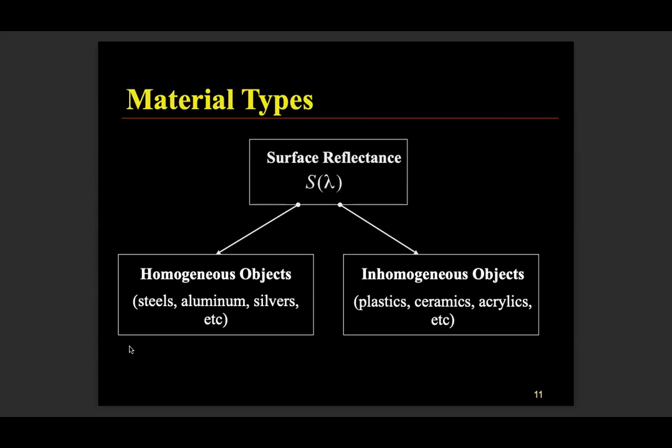But inhomogeneous means that the object consists of many different particles inside, not just one material, but many different materials. So plastics, for example, ceramic, acrylic, all of these are called inhomogeneous objects. For homogeneous objects, the light is just immediately reflected. For example, if you have gold, the gold surface will immediately reflect it everywhere. There is nothing going inside the object. But for an inhomogeneous object, there is something going inside.